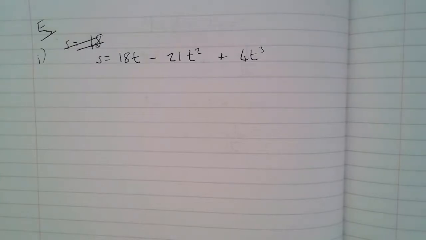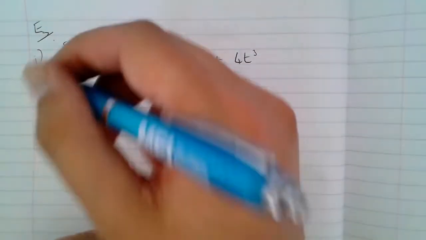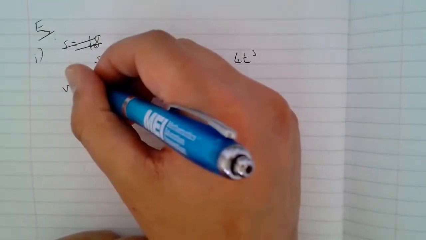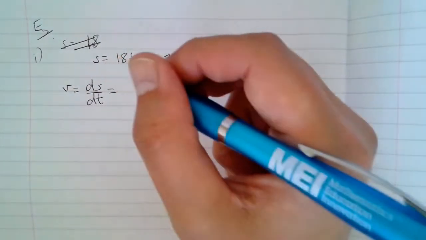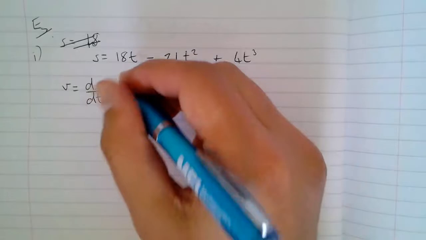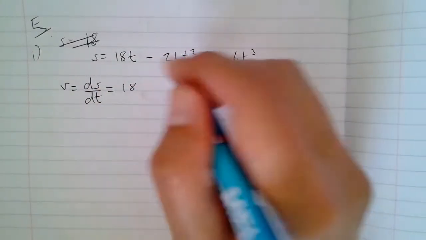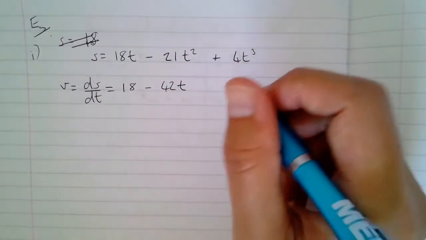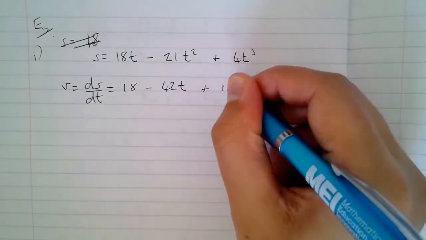Okay, so let's have a quick go at part 1. It says find expressions for velocity and acceleration of the particle at time t. The formula for displacement is this, and if I'm going to want to find the velocity, it is the displacement differentiated once. If I differentiate this first term, I get 18. If I differentiate this second term, it's going to be 2 lots of this. That's going to be minus 42, and then drop the power by 1, plus 3 lots of this, so it's going to be 12, and then drop the power by 1.